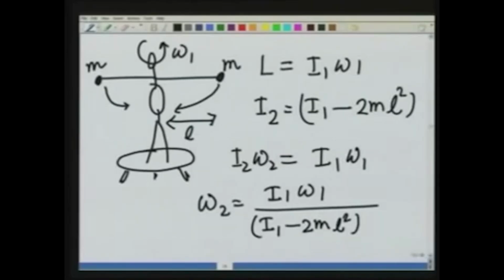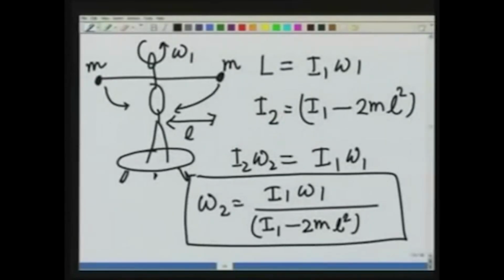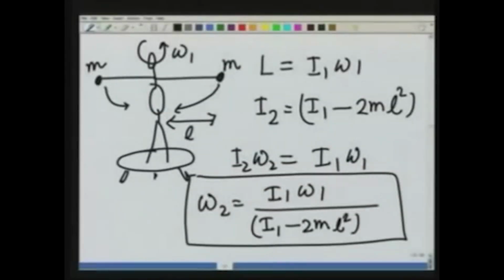As soon as I stretch them out, it again slows down. So this shows you the effect of change of mass on moment of inertia, change of distance on moment of inertia, and a consequence of the conservation of angular momentum.